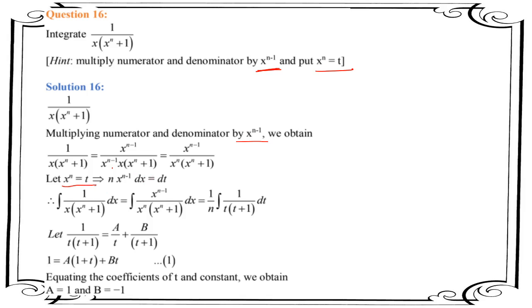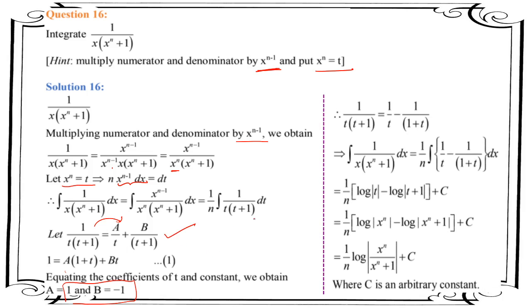x power n is equal to t, so n x power n minus 1 dx equals dt, right. So x power n minus 1 dx, this entire thing in the numerator will become dt upon n, so 1 by n outside, dt upon t plus 1, right. In the denominator we had x raised to the power n, and that we assumed as t, into t plus 1, right. And this can be split this way and we can get the values of a and b, which are 1 and minus 1.